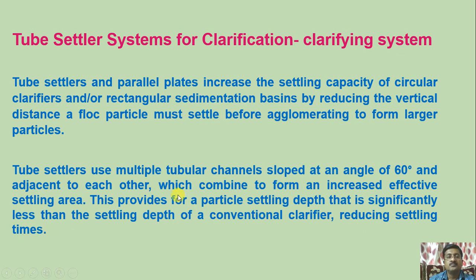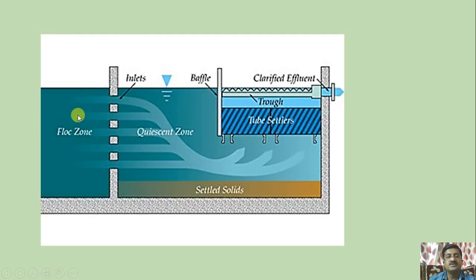So you can see this is a cross section of a tube settler. Here this is the floc zone, the water enters here. Here the quiescent zone is there. Here the weir is provided, and again the tubes are provided here at the inclined position. Because of these tubes, if this is the movement of the water, the particles which are not settled earlier will get settled and they will come down.